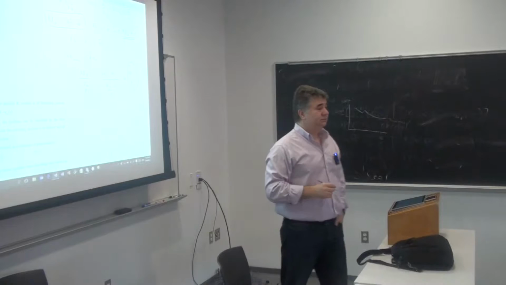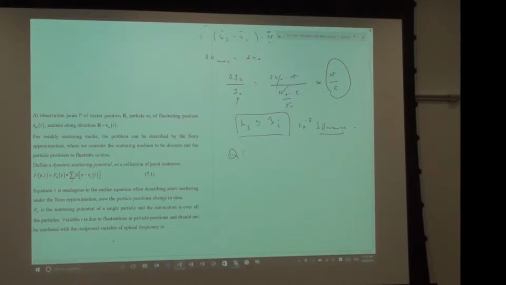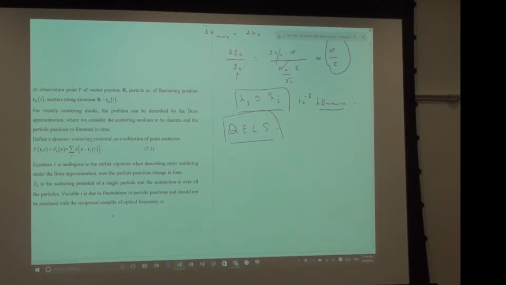For this reason, the lambda of the scatter field is really the same as lambda of the incident. Not precisely, but if my particle is moving at a meter per second, I'll get an error of 10 to minus 8. So we call dynamic light scattering sometimes quasi-elastic light scattering. It's not perfectly elastic, lambda is not perfectly the same, but it's quasi-elastic. If you see that in books, don't get scared, that's what it means.